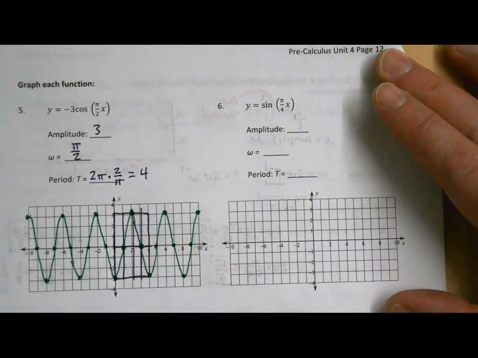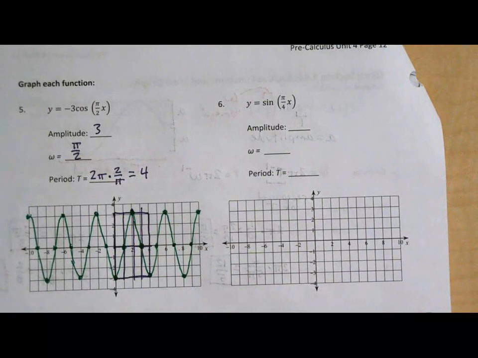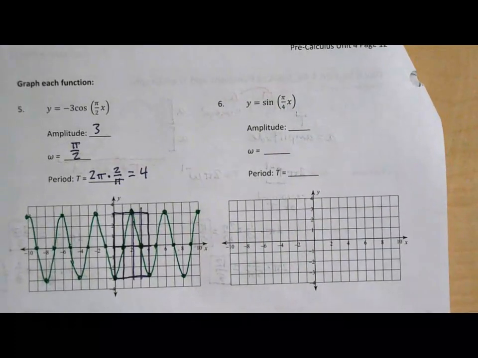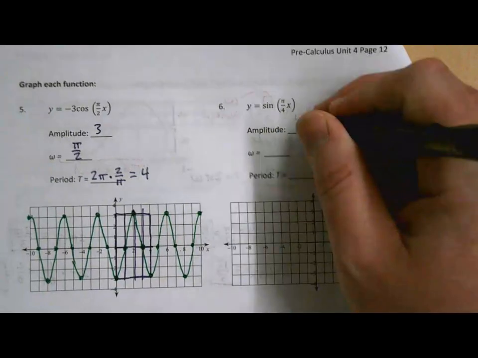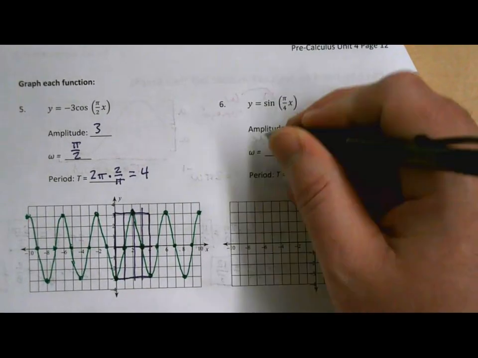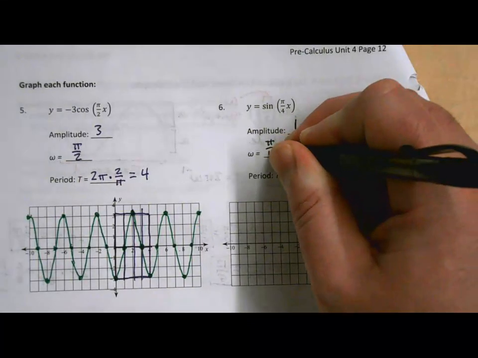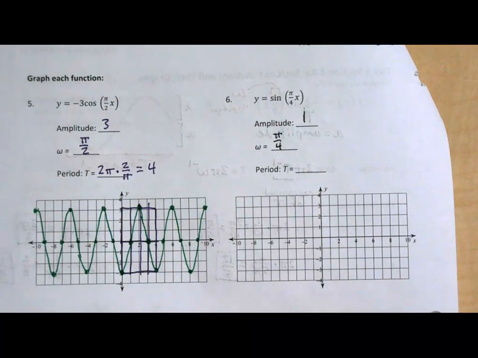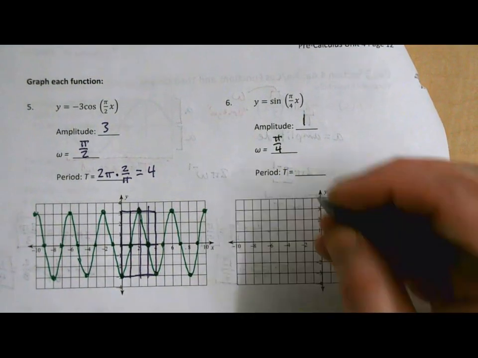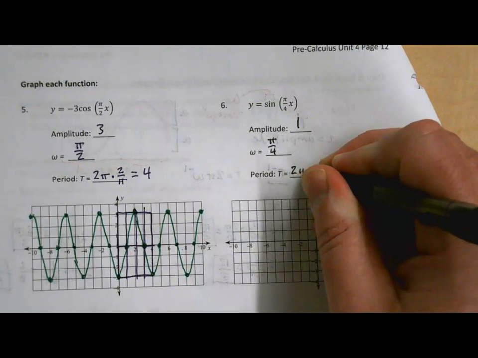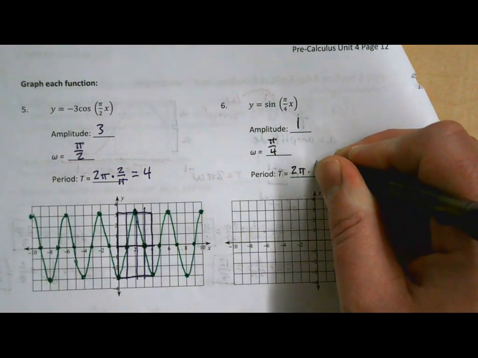All right, so we got a sine this time. It's a positive sine. There's no number in front of that thing. What's that mean the amplitude is? 1. Omega comes from the equation. Omega is pi over 4. And then we can find the period from omega. Period is 2 pi times the reciprocal of omega.